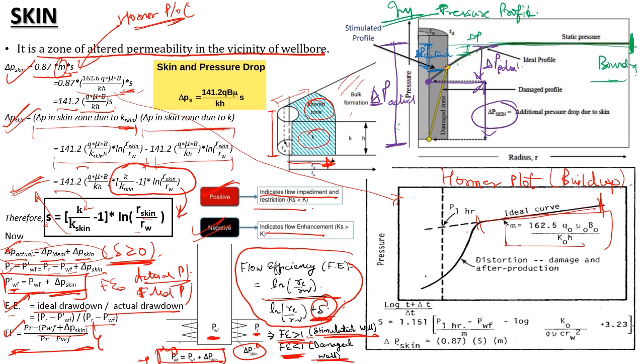Alright, now let's move further. Again, this is the formula for when someone asks what's the formula for skin and pressure drop. This would be the formula where delta P skin, that is the pressure drop because of skin, equals 141.2 Q mu B upon kh into skin.